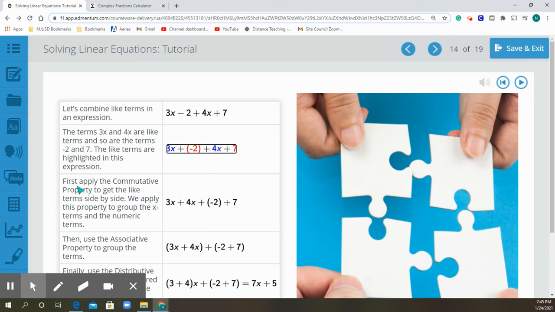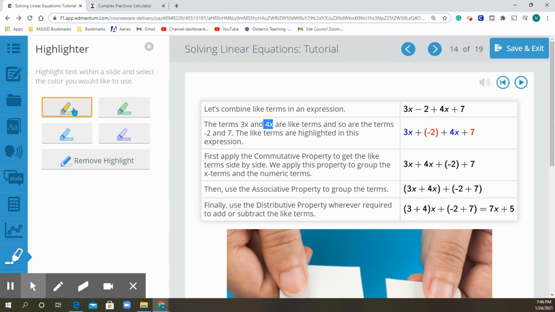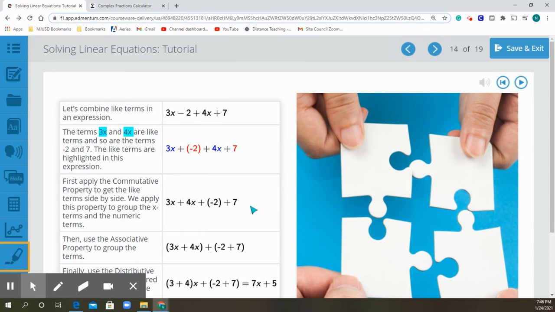So they switched them by applying the commutative property. So, 3x and 4x. Let me see here. 4x. 3x and 4x are like terms. Oh, darn. Let's do it blue. Remove the highlighting. Okay, let's do it blue, because they did it blue. I'm not going to do that in the future, but the 4x is highlighted. They're like terms. So are the terms negative 2 and 7. The negative 2 and the 7 are like terms. I can't highlight that one. Okay, I'm going to continue on.